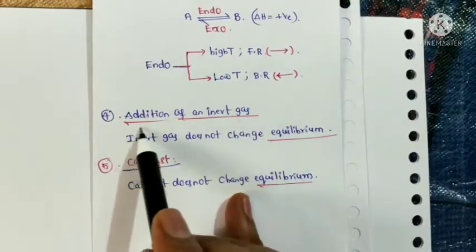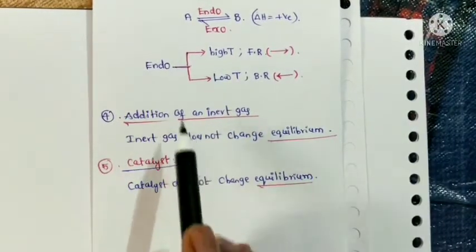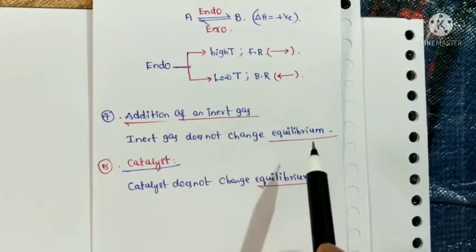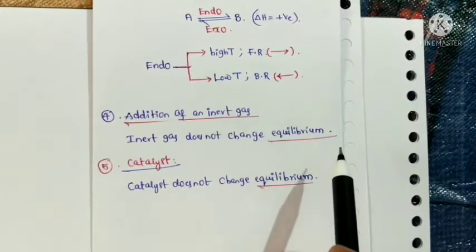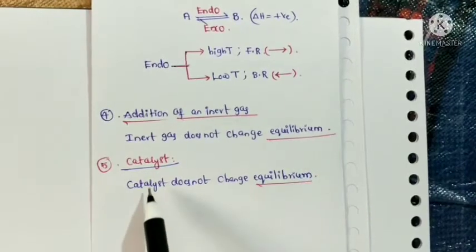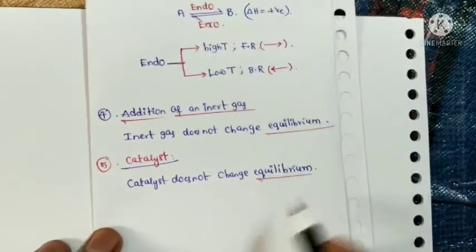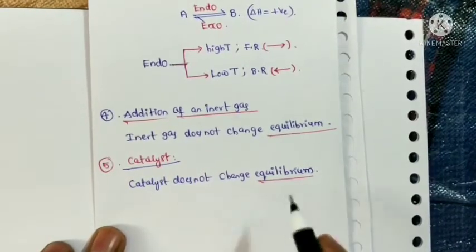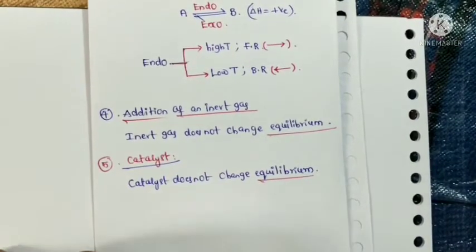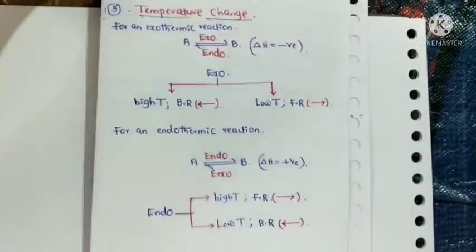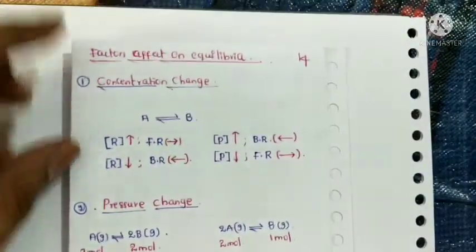The next one is the addition of inert gases. Addition of an inert gas does not change the equilibrium position, and neither does a catalyst. A catalyst does not change the equilibrium position, but it can speed up the forward reaction or the backward reaction. So this is brief information on the factors affecting equilibrium.